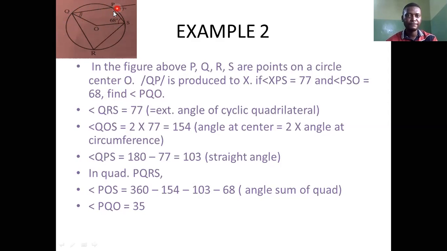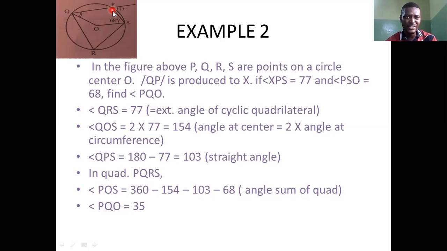So from theorem 5, the exterior angle of a cyclic quadrilateral is equal to the interior opposite angle. So this is the exterior angle, 77. Then this place is the interior opposite angle. So if this place is 77, that means this angle R is 77. Now, from theorem 1, the angle at the center is twice the angle at the circumference. If this place is 77, I multiply 77 by 2 and I have 154. So this place is 154, this place is 68.